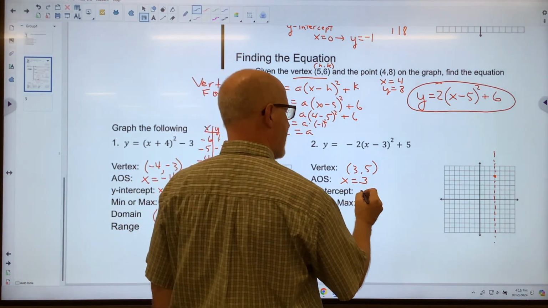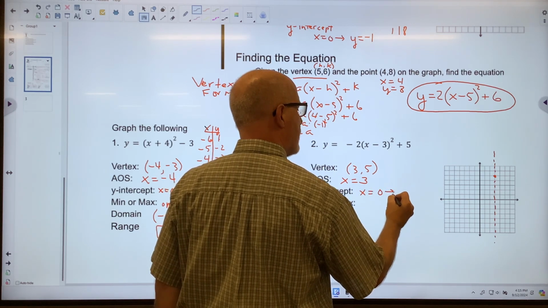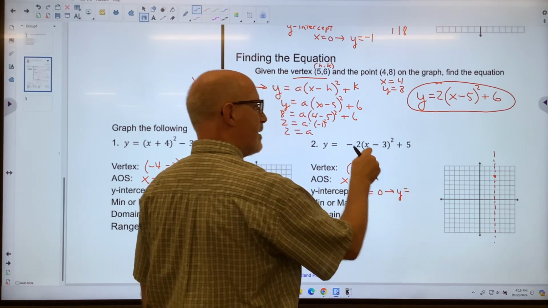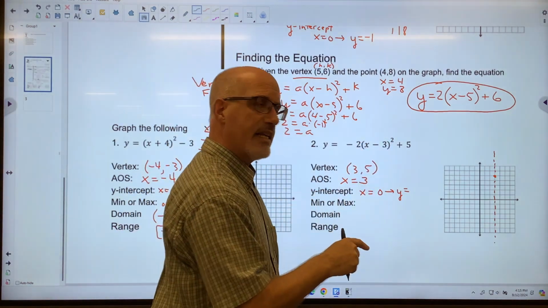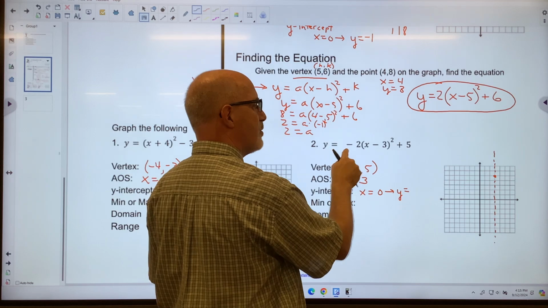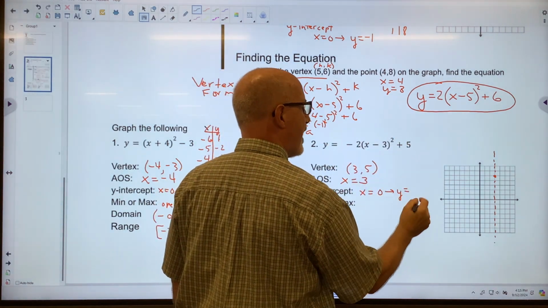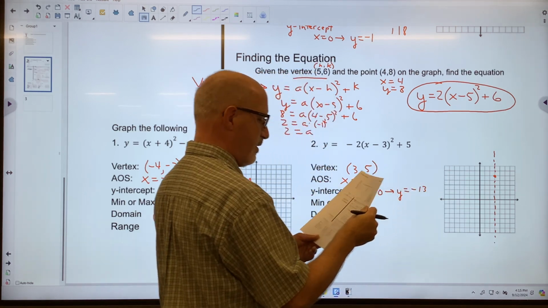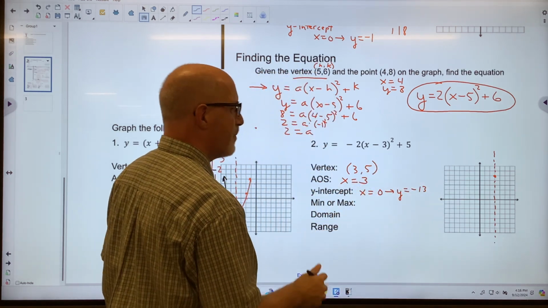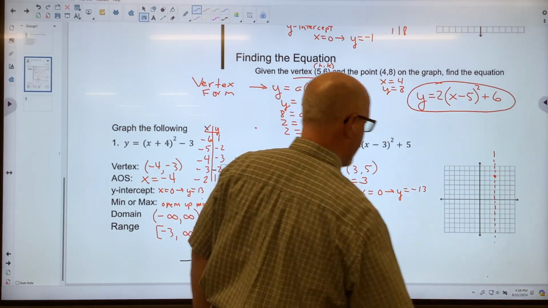For the y-intercept, you put in x equals 0. What do you get for y? X equals 0, you get -3 squared is a 9. 9 times -2 is equal to -18. -18 plus 5 is going to be equal to -13. So I have -13 for my y-intercept. That would be way down here past the graph, somewhere down there.